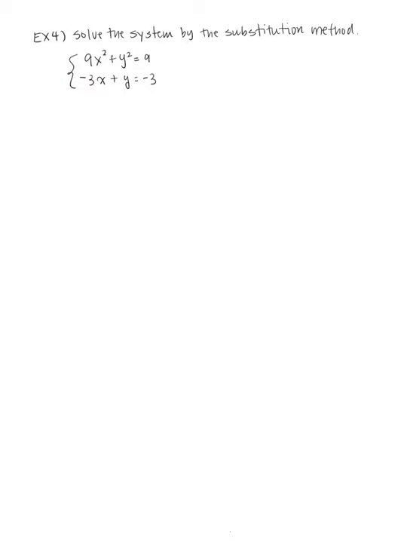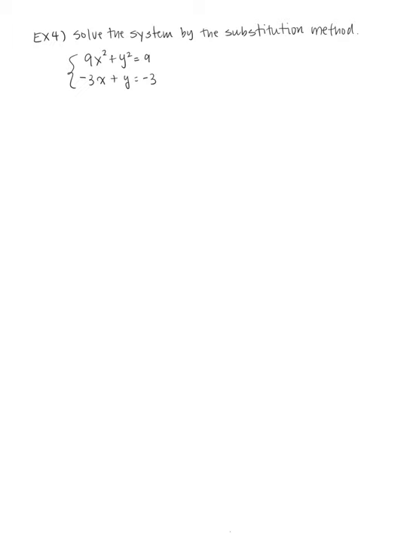All right, let's do another example. Example 4, solve the system by the substitution method. So what do we got? The first one is 9x squared plus y squared equals 9. And the second equation is 3x plus y equals negative 3.